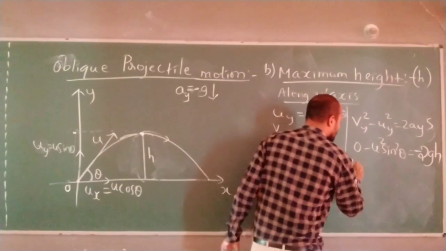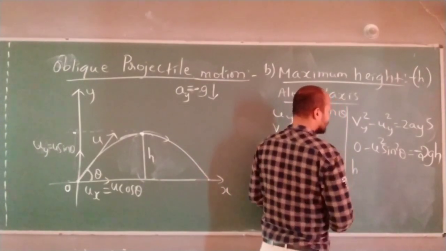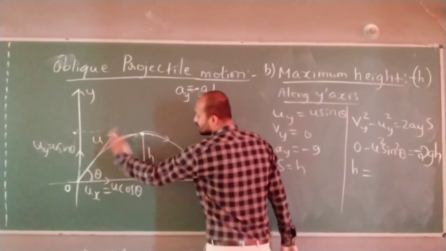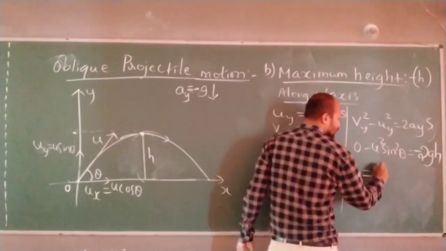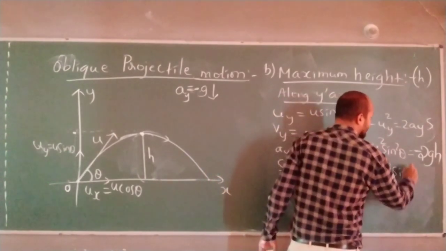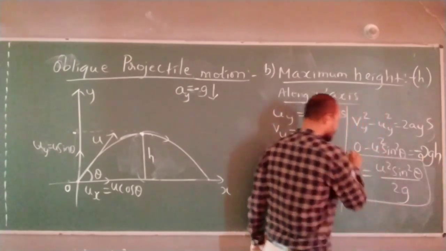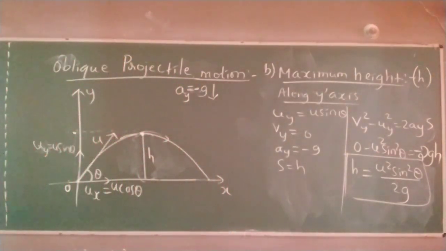So h will be equal to, or I can write maximum height, the maximum height reached by the particle in this projectile motion will be how much? u square sin square theta divided by 2g. This is the maximum height. Got it? Very important expression.